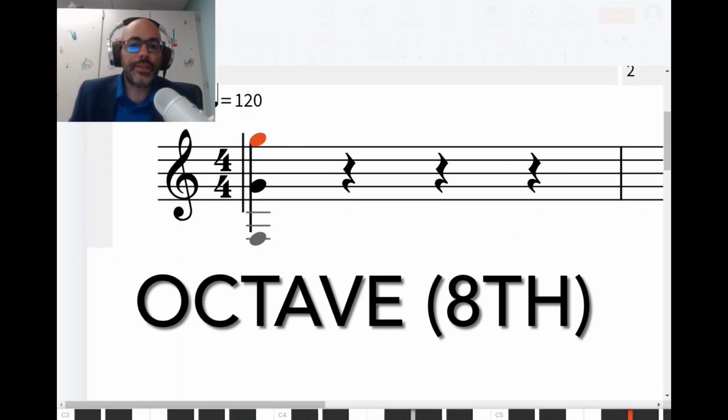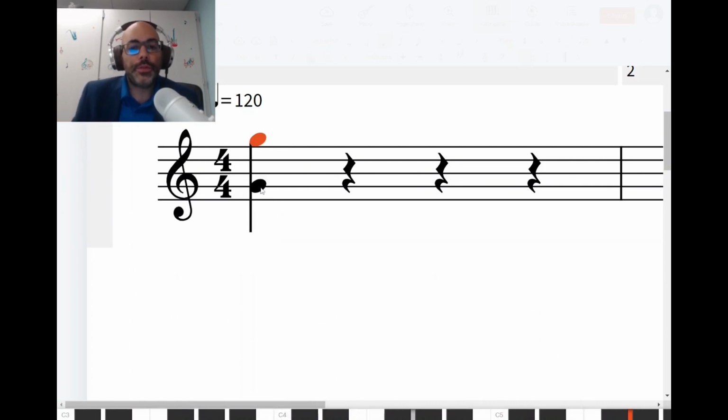An octave means that you're playing the same letter higher or lower. So in this case, it's a G to a G. Now, most music, the basic note of music is C, so I'm going to do this again in C's. Okay, so this is a second, C to D, a third, C to E, a fourth, C to F, a fifth, C to G, a sixth, C to A, a seventh, C to B, and then an octave, C to C.